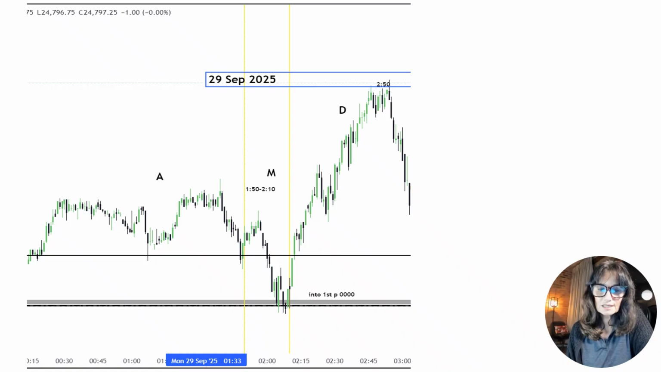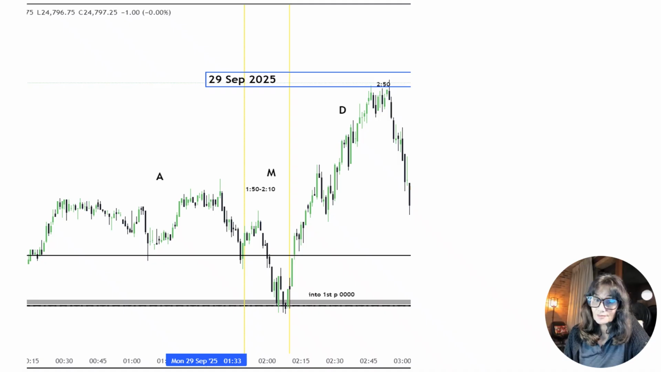Beautiful example, clear AMD accumulation right over here, and then we have the manipulation move. Right in between the yellow line is the macro indicated from 152.10, which obviously contains the 2 a.m. move, right? And you can see the move down right into a first presented fair value gap and then a distribution move to the upside, which was outside the macro.